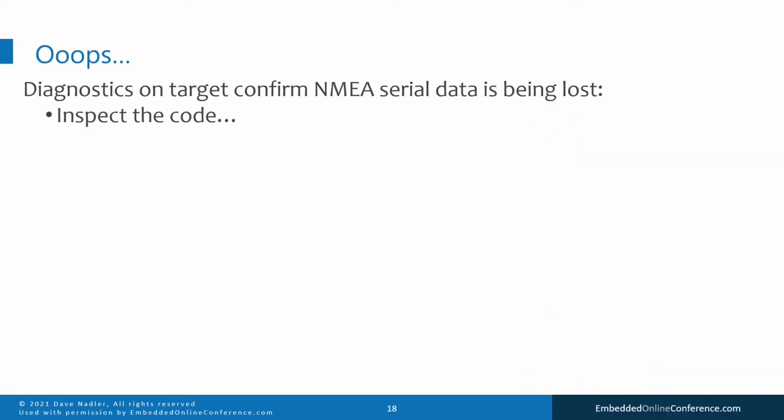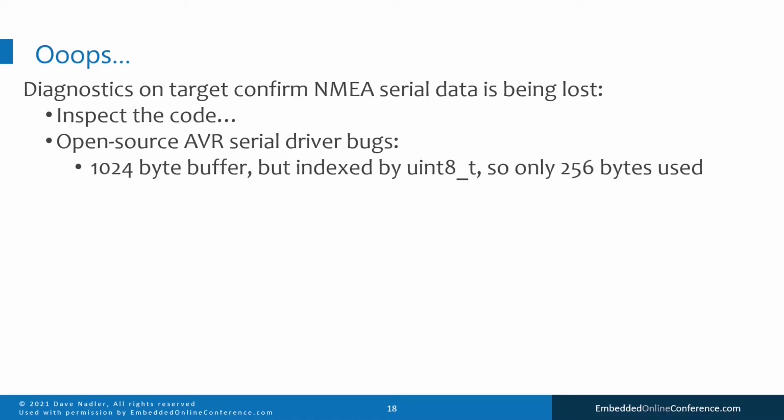So let's have a look at the driver. It's an open source AVR serial driver, and guess what? A couple of bugs. There's a 1024 byte buffer, which really seems like it ought to be enough for a pretty fair amount of NMEA data, but it's indexed by an int8. So of the 1K that was allocated, only a quarter K was actually used. And there were 2 race conditions in the driver.